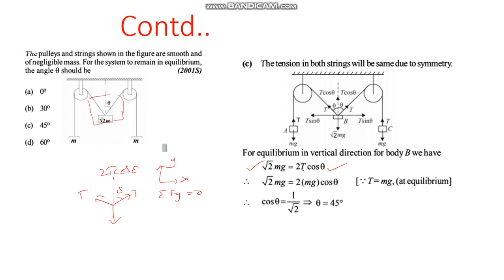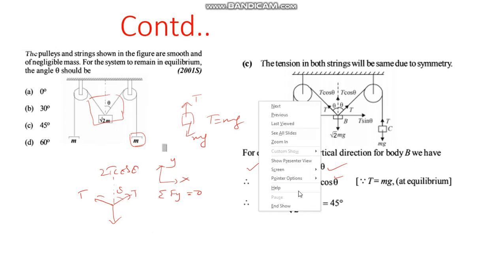But what is this T? You have to apply one more condition over here. If you draw the free body diagram, T is acting up, mg is acting down. So sigma Fy is equal to 0, you get T is equal to mg, right? That you need to put here. So theta is the unknown, and you will get cos theta is equal to 1 divided by root 2.